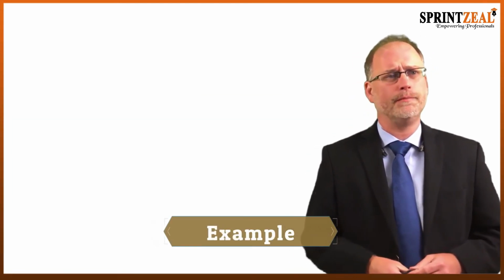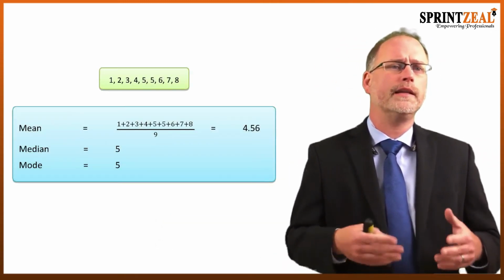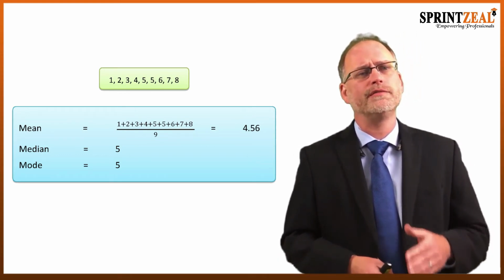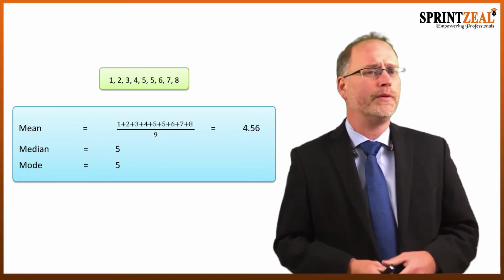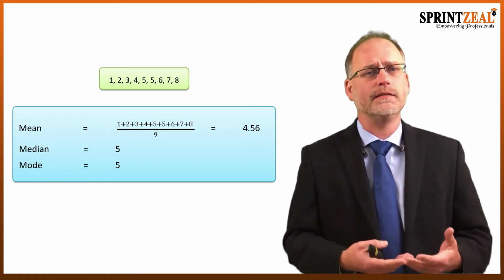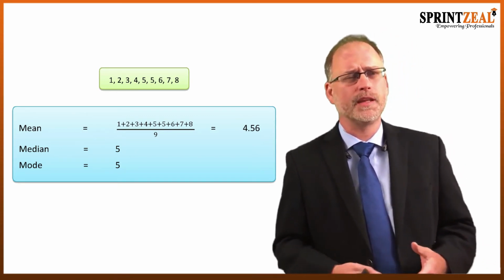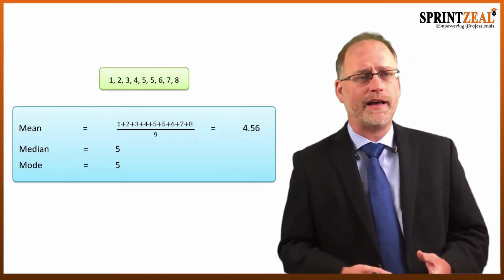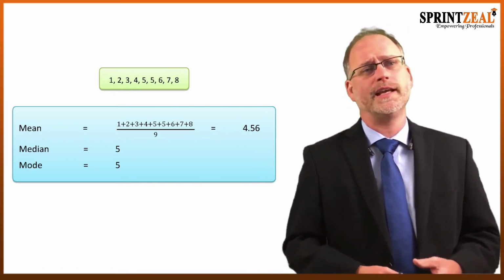So let's do an example. For the following data set that you see here, let's calculate the mean, the median, and the mode. Our data set is really simple. It's 1, 2, 3, 4, 5, 5, 6, 7, and 8. Now with the mean, what we would do is add up all of those numbers and divide by 9 because there's 9 units of data. That would equal 4.56. Now the median, remember, is the middle data point, which in this case is 5. And then the mode is always the number that is repeated most frequently, which in this case is also 5.